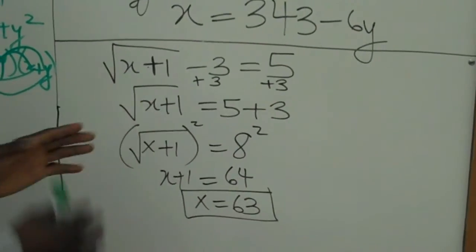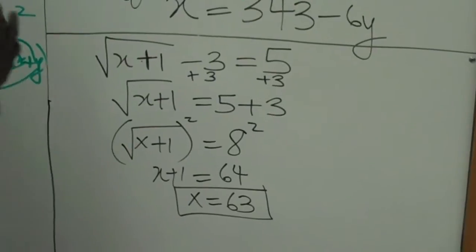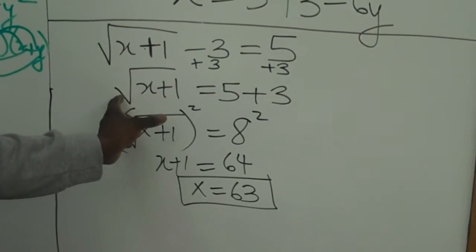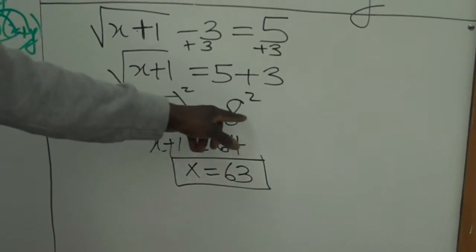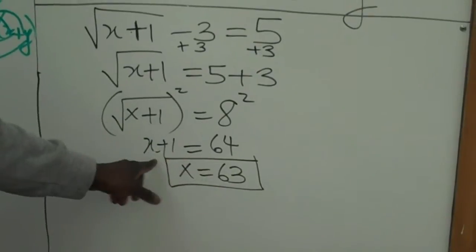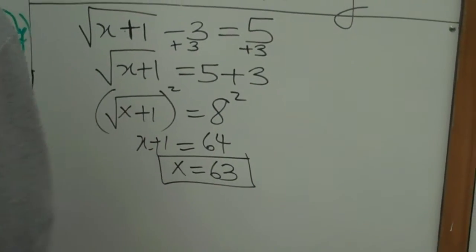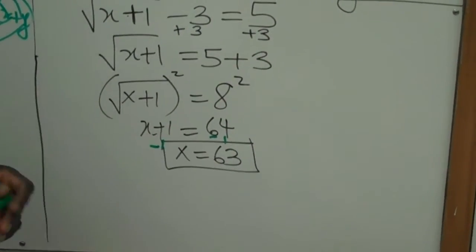In the square root, this is where you learn how to use the principle I just taught. You go ahead and square both sides, and so that will get rid of the square root here. It becomes simply x plus 1, and on the right side you also square it, and you get 8 squared. So x plus 1 is equal to 64, and then at this point you just subtract 1 from both sides, and x will be equal to 63.